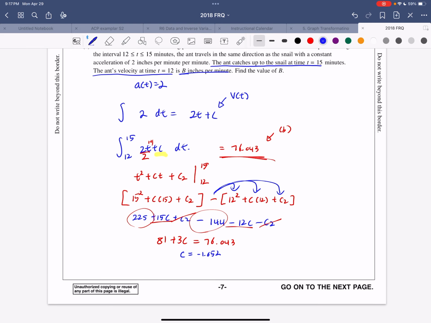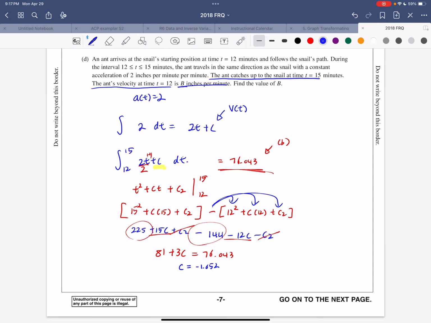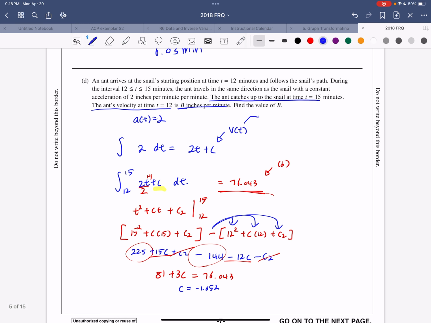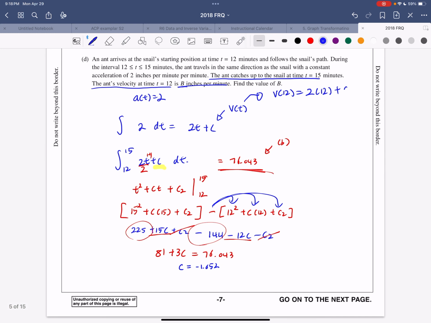So that's what c is, but what we want to find is the velocity at time 12. V of 12 is 2 times 12 plus the c we just solved, negative 1.652. Therefore, that is going to be 22.346 inches per minute.